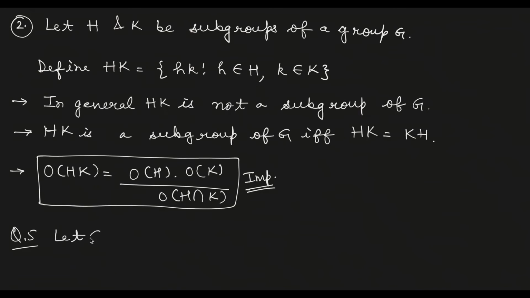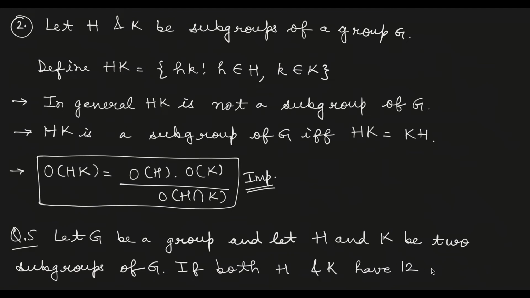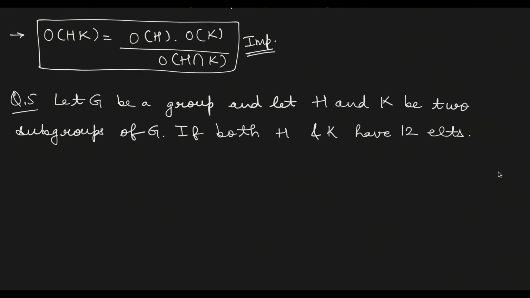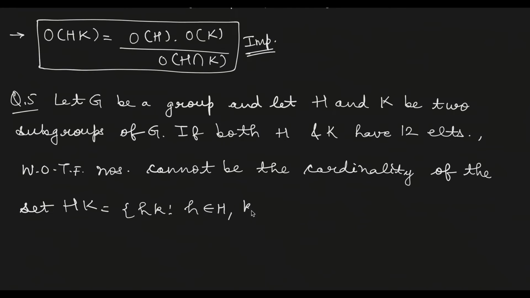Let G be a group and let H and K be two subgroups of G. If both H and K have 12 elements, which of the following numbers cannot be the cardinality of the set HK, where HK is equal to hk such that h belongs to capital H, k belongs to capital K.